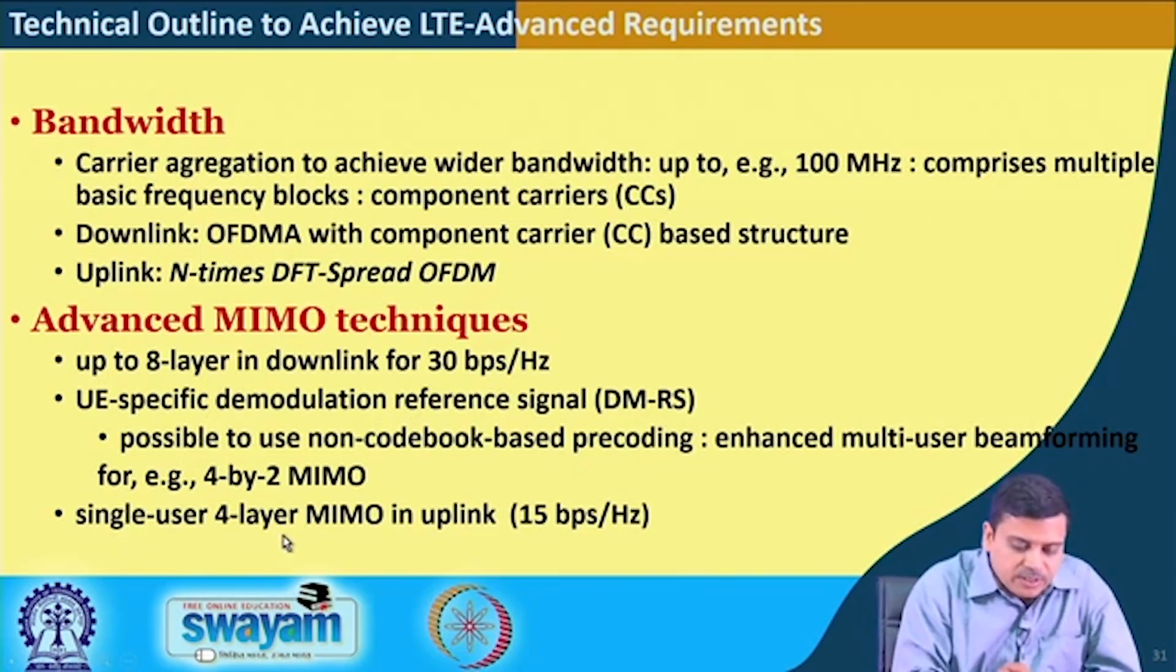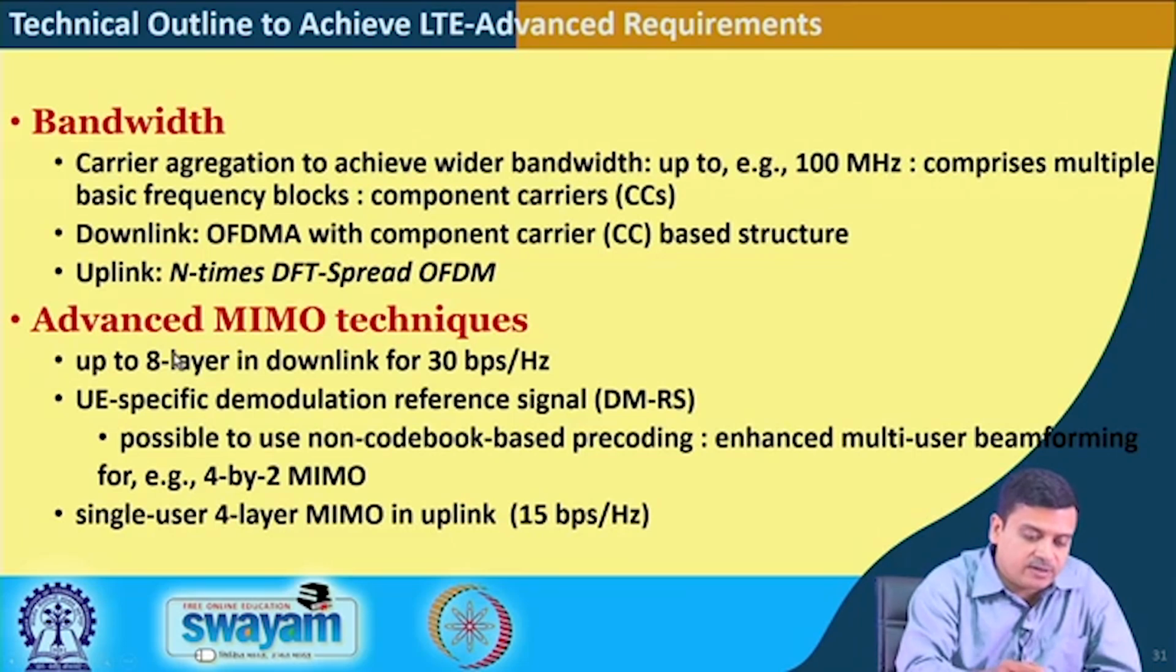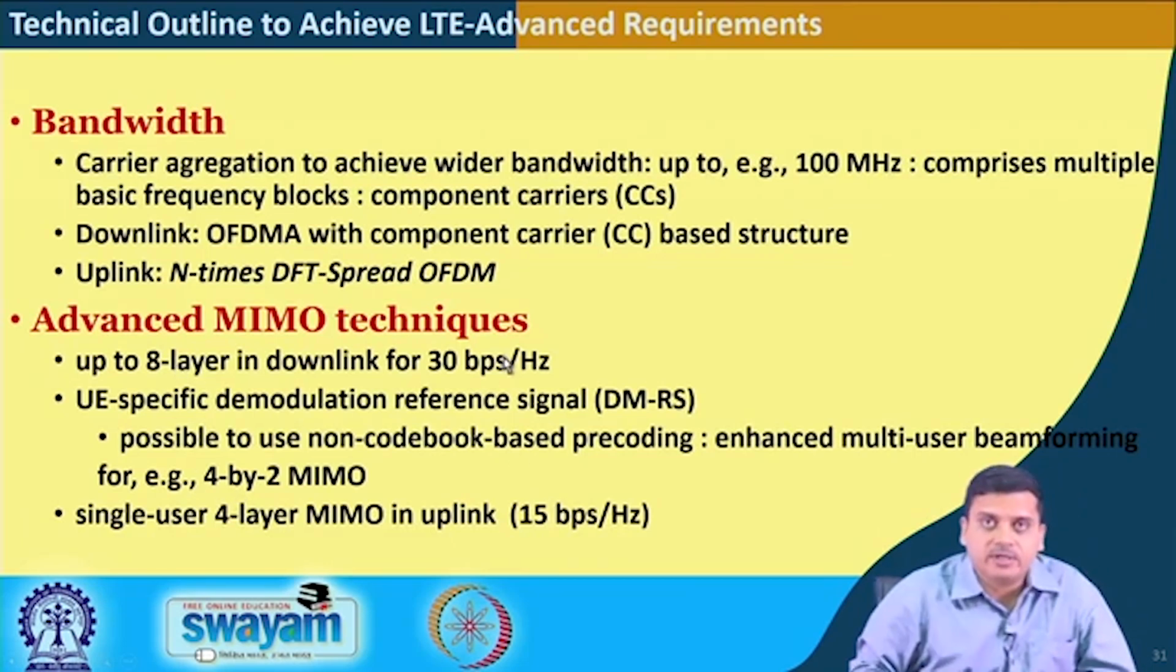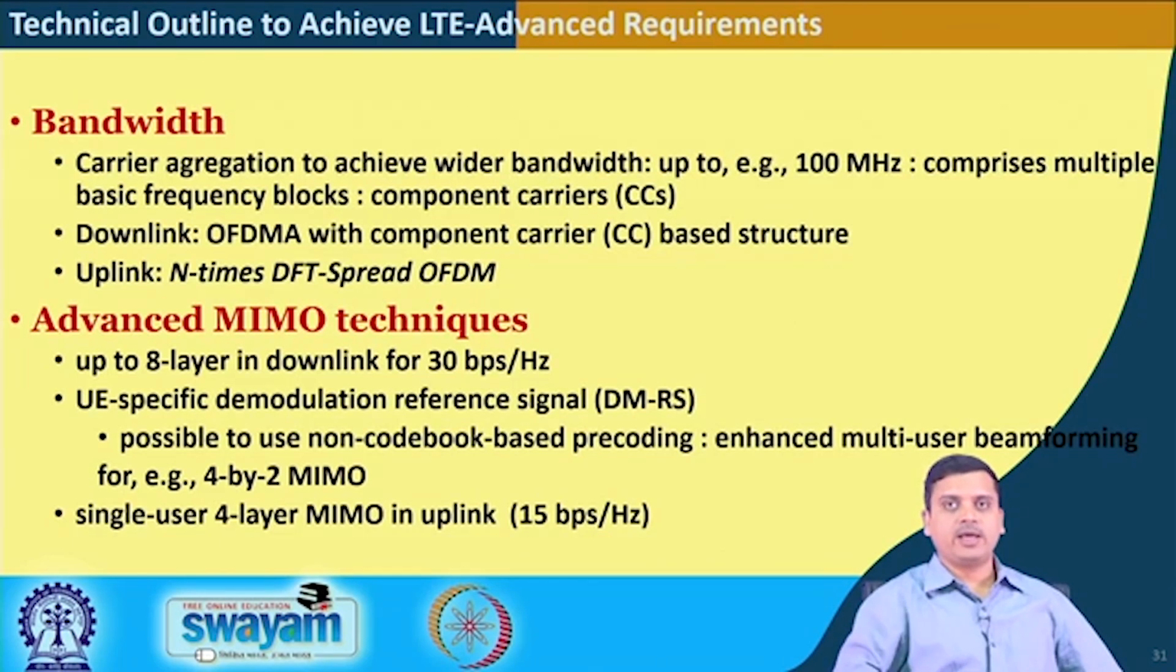In the single user, 4 layer MIMO in the uplink is feasible. So, in the downlink it is 8 layer, in the uplink it is 4 layer, allowing it to achieve 15 bits per second per hertz. As an increase of factor of 2 happens from 4 to 8, you can see that the same increase is applicable from the uplink to the downlink. So, these are some of the specifications or technical parameters by which LTE Advanced is able to meet the IMT requirements.